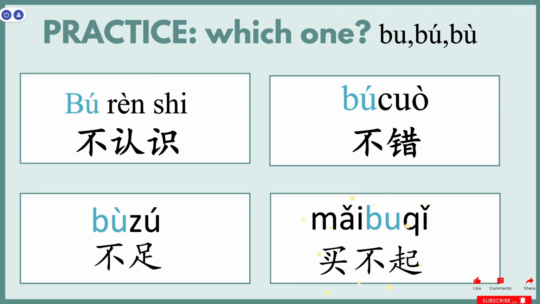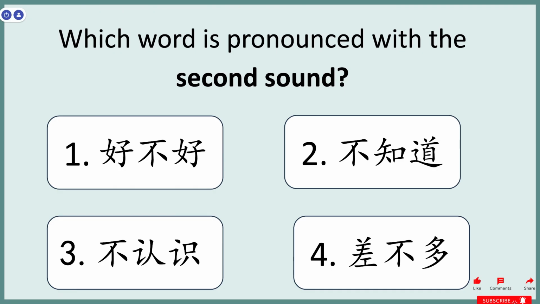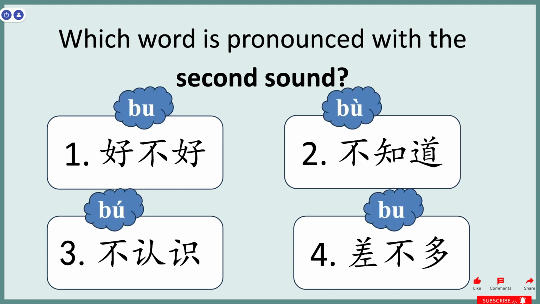The last question: which word is pronounced with the second tone? Which one among the four? Let's see. 好不好, 不知道, 不认识, 差不多. So the right one is the third, 不认识.